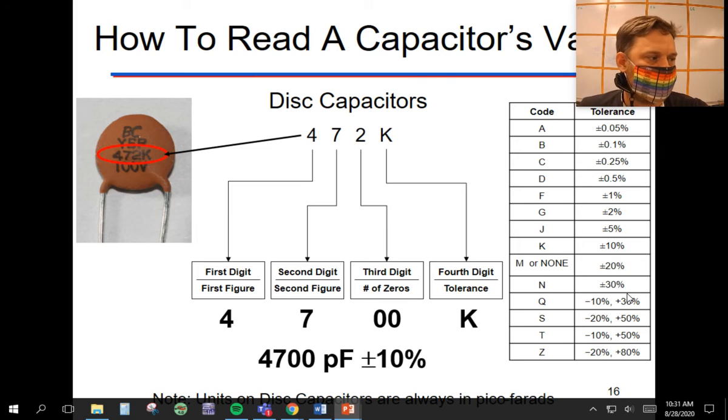Now the disc capacitors, you'll need this chart from the PowerPoint. I don't think it's on the homework doc, but it operates first number, second number, and then the number of zeros. So it's pretty simple. So 4, 7, 2 zeros, that's 4,700. Now, the deal on this is they're always going to be in picofarads. And then the letter is going to tell you the tolerance, and that's on this chart right here. So this one's K. When we look over here, it's plus or minus 10%. If it doesn't have a letter, its default is going to be plus or minus 20%, just like the other ones. Okay.